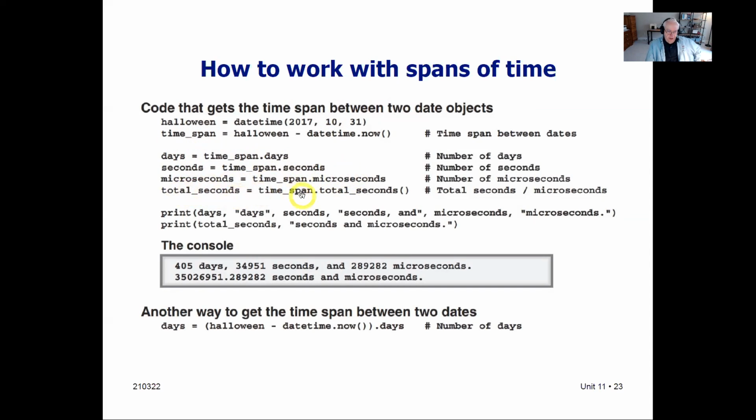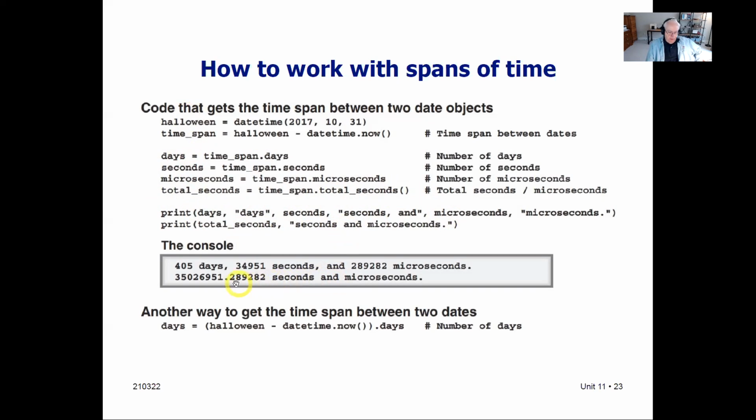Now, total seconds does require a method. It's still on that date time object, which is time span, but we have to do a little math, I guess, as a method to pull that out and come up with the total seconds and microseconds. So the microseconds is the remainder. That's really the leftover part, as we will see. Now, once we have all these values, then we can print them and do things with them.